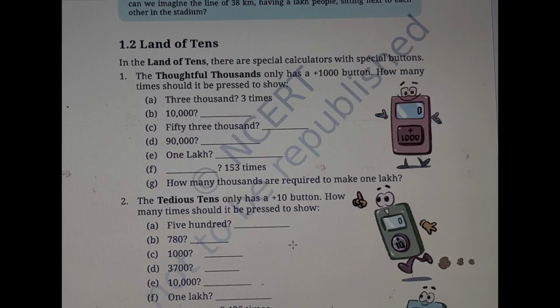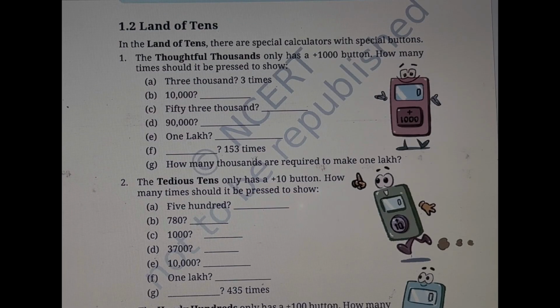So let us deal with this exercise one by one. The thoughtful thousand has only a 1000 button. Now how many times should it be pressed to show the given numbers? They have asked many questions. The first question is 3000. The answer is already written, 3 times. So if you press the button 3 times, you will get 3000.